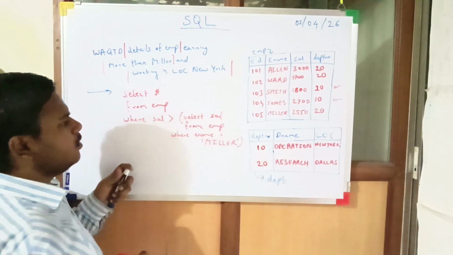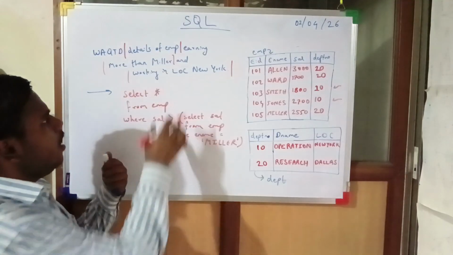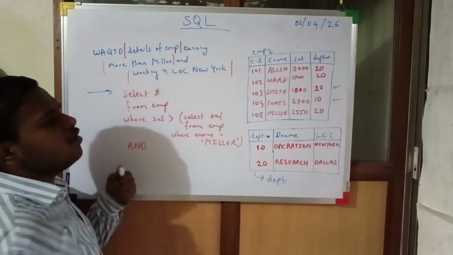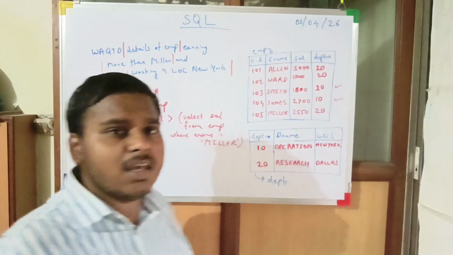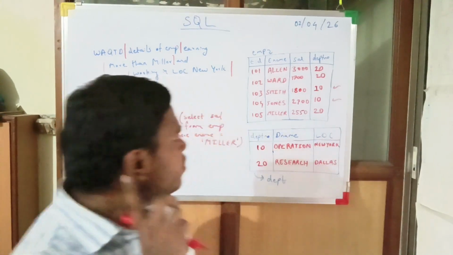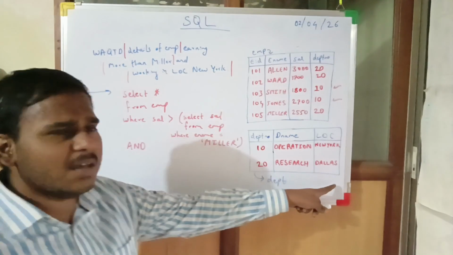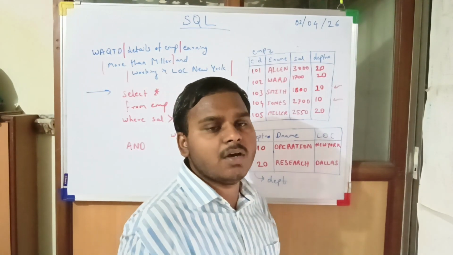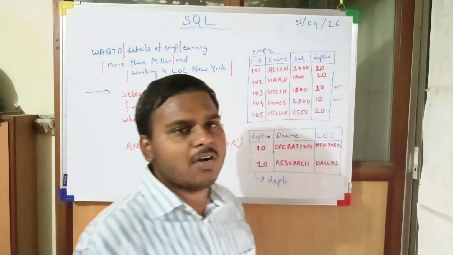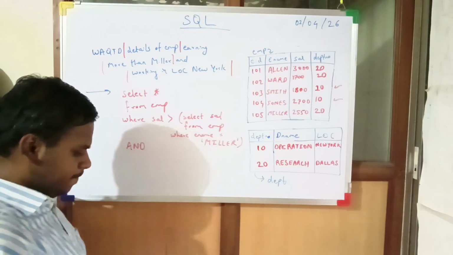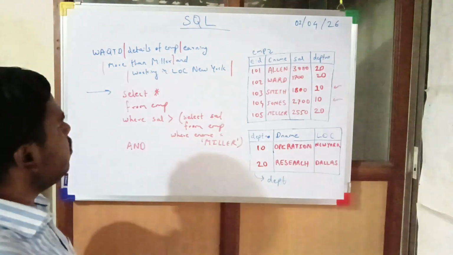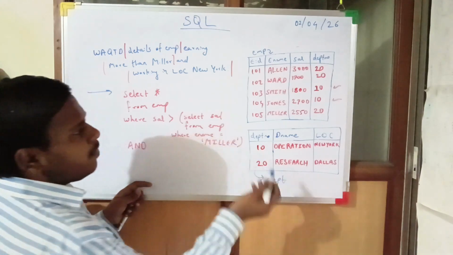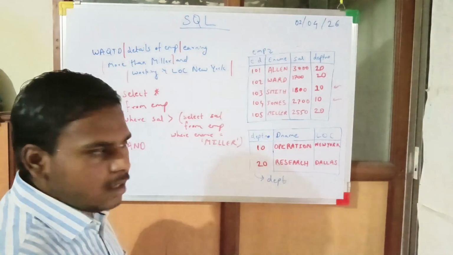Okay, this is one condition, and one more condition is there: working in location New York. So location New York is coming in which table, sir? EMP or DPT table. Now we need to jump from EMP to DPT table. So what do I need? The department number. How will we get the location New York? See, for location New York, the department number is 10. I want department number to be equal to 10. Okay, then only I can get it.